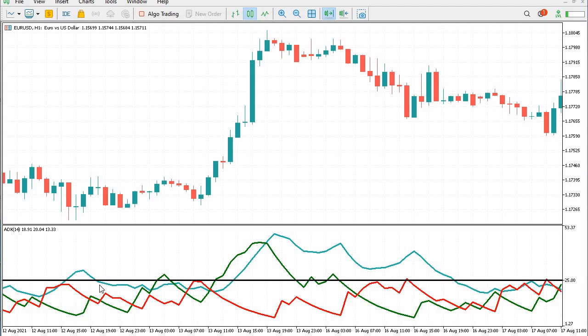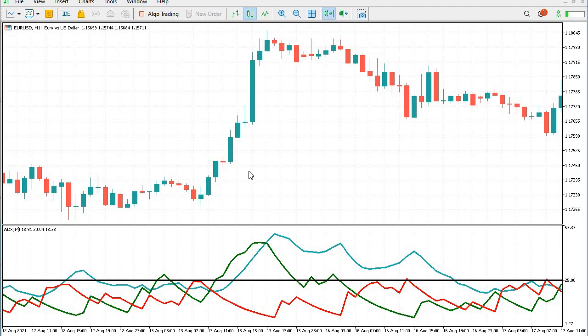Like here, it shows perfectly, the green went above the red, so the only thing that I was waiting for here is for the blue to go above my 25 level. This one is my momentum, this one is a signal. Now the green crossed the red, but I won't take a signal here because my blue is still below the 25. But as soon as it crosses this line, now I'm taking a buy, and I'm getting this big nice move.